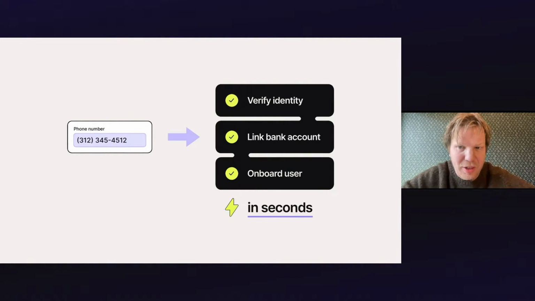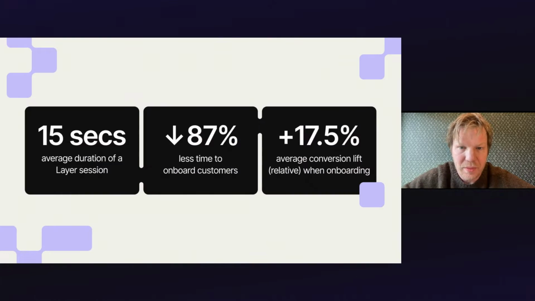Layer, as Alan said, is the new standard for financial onboarding, an instant experience that provides everything you need to verify the user's identity, link their preferred financial account, and onboard them in as little as 15 seconds, just by collecting a phone number. For people in the Plaid network, Layer is an instant experience that makes signing up for your app as easy as typing in that phone number. And for you, that means higher sign-up conversion and more successfully onboarded customers.